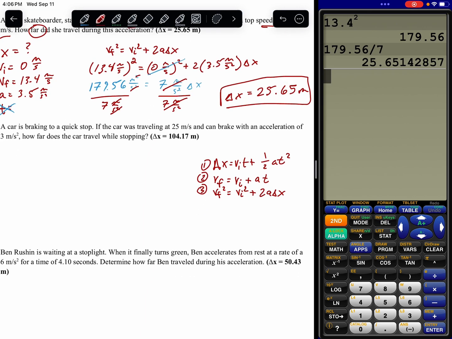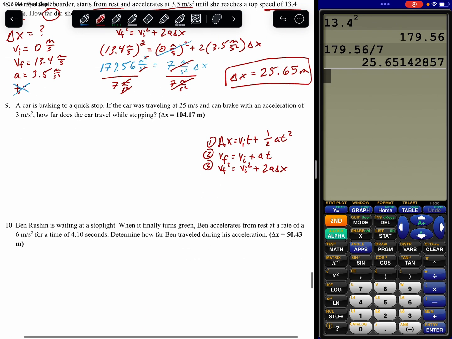Okay, let's move on. A car is braking to a quick stop. If the car was traveling at 25 meters per second and can brake with an acceleration of 3 meters per second squared, since we're braking, I'm going to take that 3 and make it a negative 3. I want to know how far does the car travel while stopping. So once again, we're going to be solving for delta x. Extra bit of information there, we were told that it comes to a quick stop.